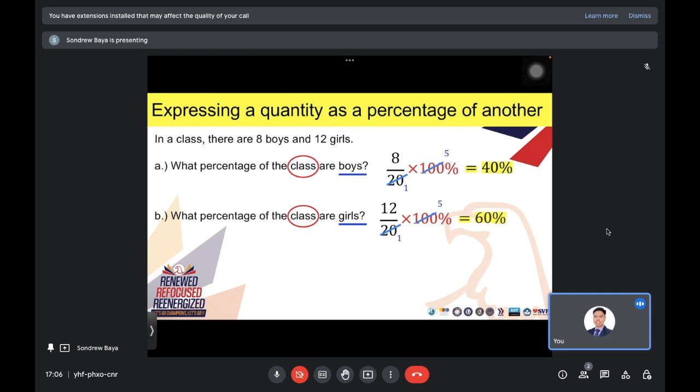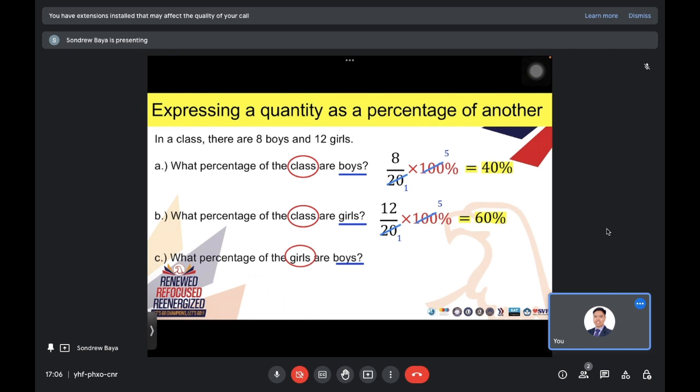Now, analyze this one. What percentage of the girls are boys? Pause this video and try to write your answers. So here, we're looking into how many boys there are in comparison with the girls, or with respect to the girls. Here we are looking into how many boys there are with respect to the number of girls. Therefore, our total number is the number of girls.